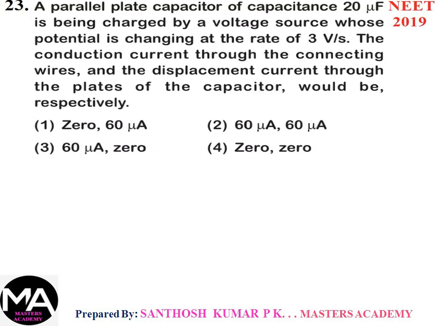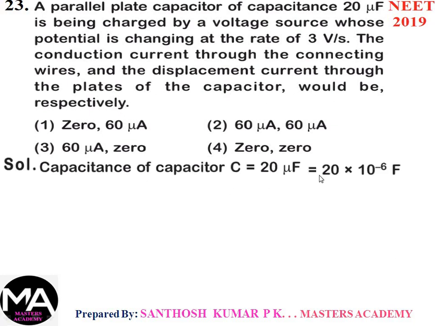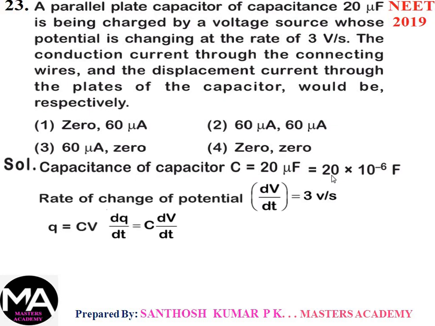Next problem. It is from the NEET 2019 paper. A parallel plate capacitor of capacitance 20 microfarad is being charged by a voltage source whose potential is changing at the rate of 3 volt per second. The conduction current through the connecting wires and the displacement current through the plates of the capacitor would be respectively? So, the capacitance of the capacitor is 20 microfarad, 20 into 10 raised to minus 6. The rate of change of potential dV by dt is 3 volts per second. We know that Q is equal to CV. So, the rate of change of charge dQ by dt is equal to C into dV by dt.